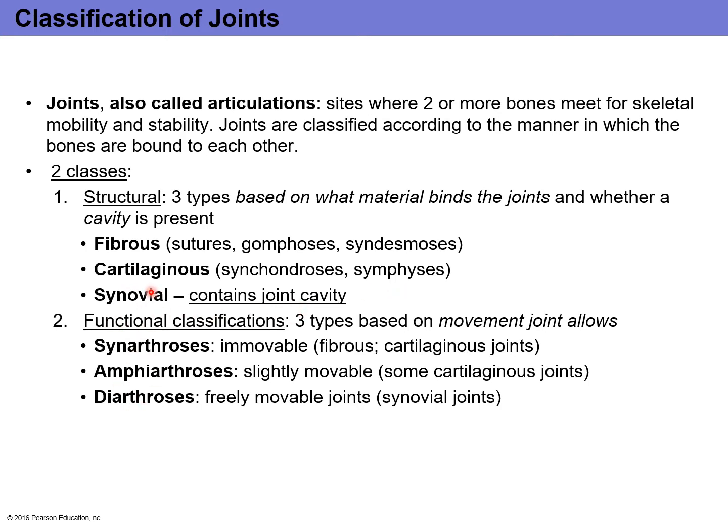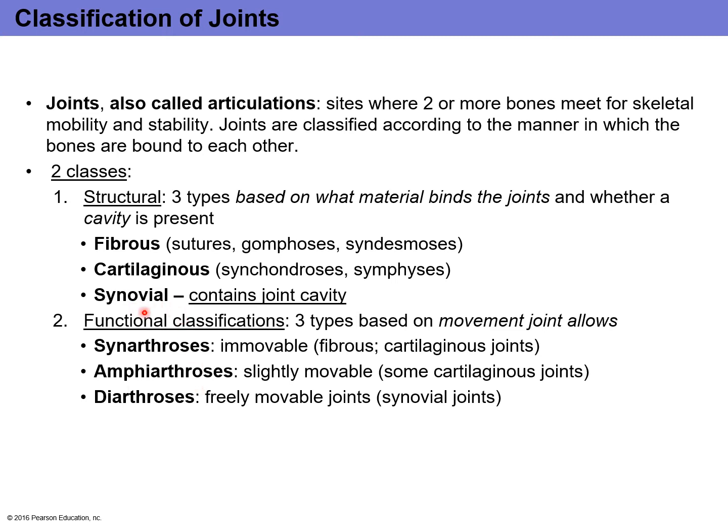And so cartilaginous joints, because there is, in most cases, a good deal of cartilage existing between the two bones, they might be movable. They can be slightly movable. Some cartilaginous joints are slightly movable. Others are not movable. It just depends on how much cartilage is there. If it is slightly movable, we call it an amphiarthrosis.